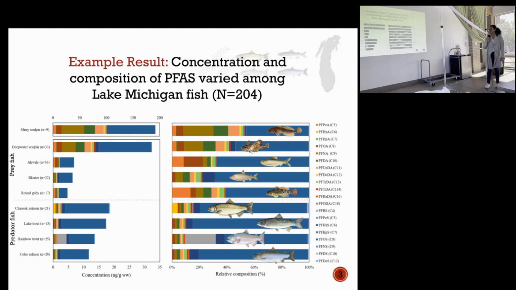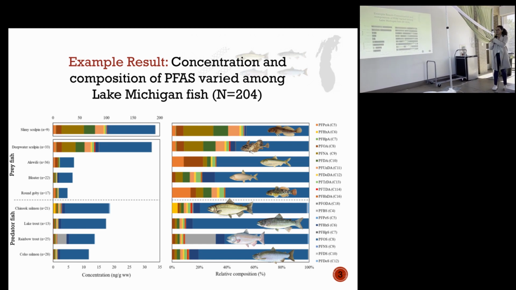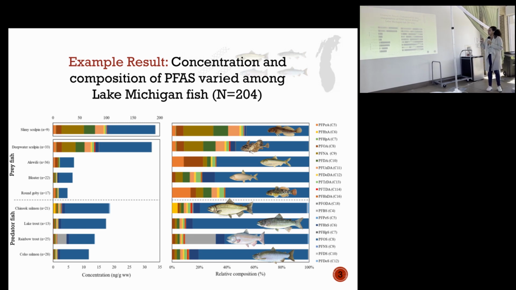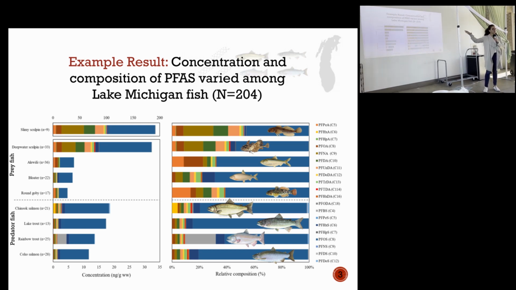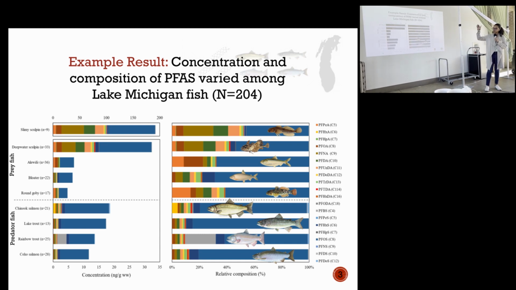So here I brought this figure, as we don't have time to go through the figure in detail. I'm going to highlight some things here. I want to call attention to this dark bar. Before that, in the left figure, you can see the concentration for the 21 PFAS compounds that we analyzed. And in the right figure, you can see the relative composition for those compounds. Here we have the 9 species divided into predator and prey fish. And this black, it's blue actually, but here you can see almost black. It's the PFOS.